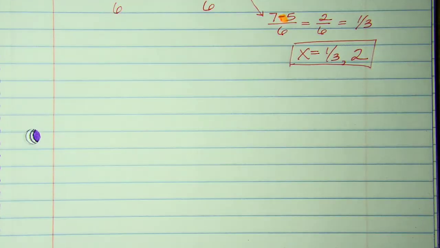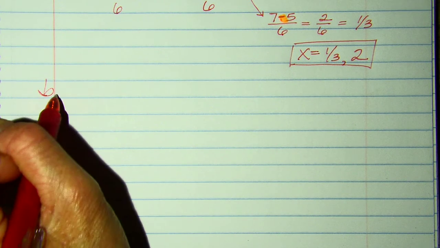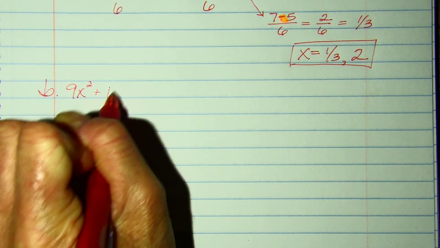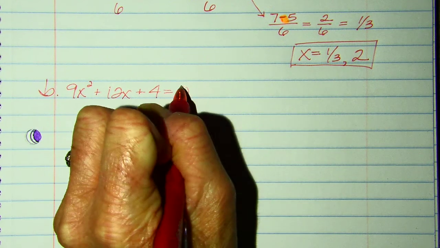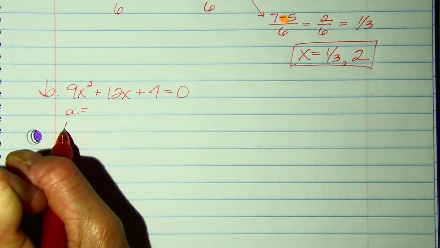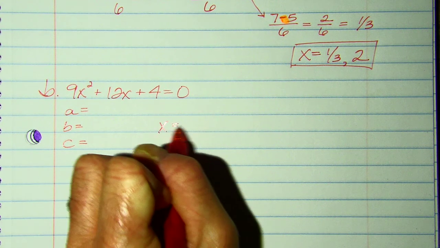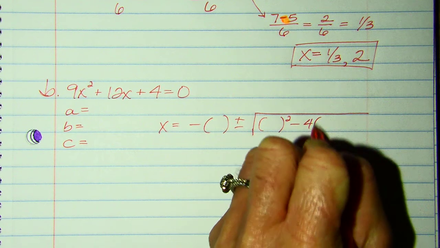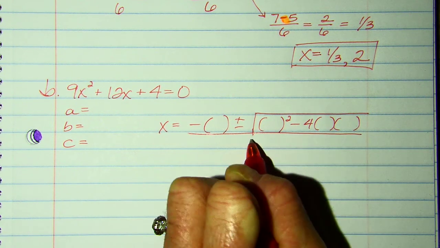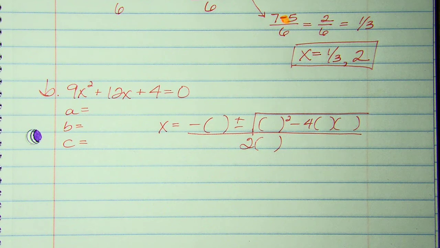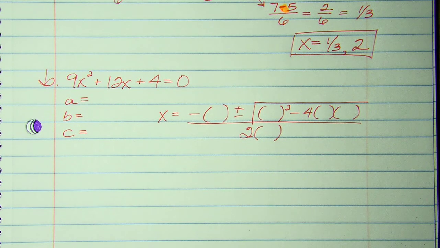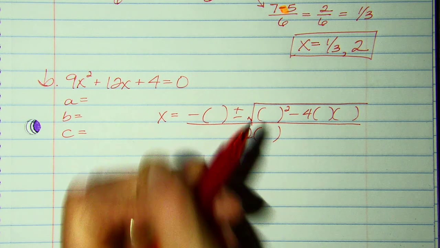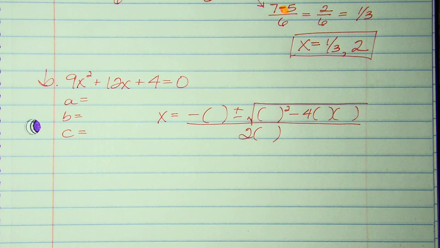All right, part B. 9x squared plus 12x plus 4 equals 0. Now, if you can pause it, go ahead and identify A, B, and C. And then I'd like you to substitute it in to your equation. And then you can push play and see if yours matches mine. So go ahead, identify A, B, C, and plug it into your formula. -b plus or minus the square root of b squared minus 4ac over 2a. So pause, do it, and then push play.